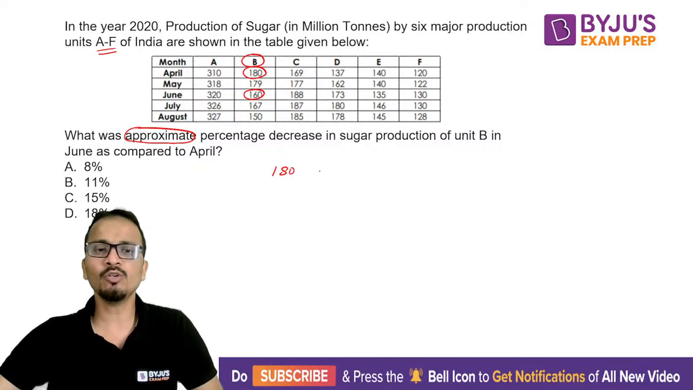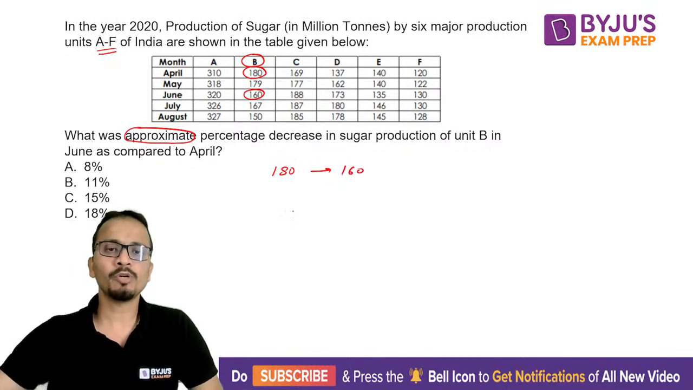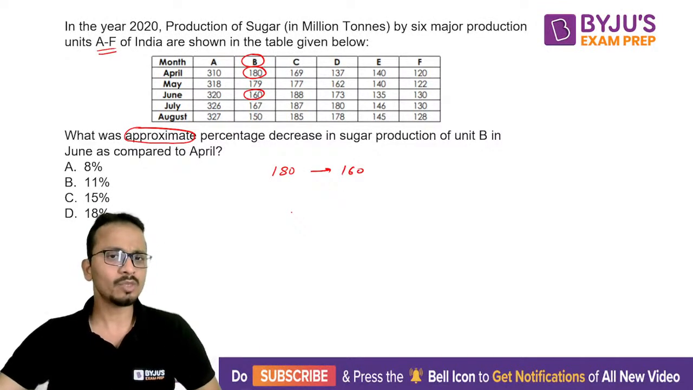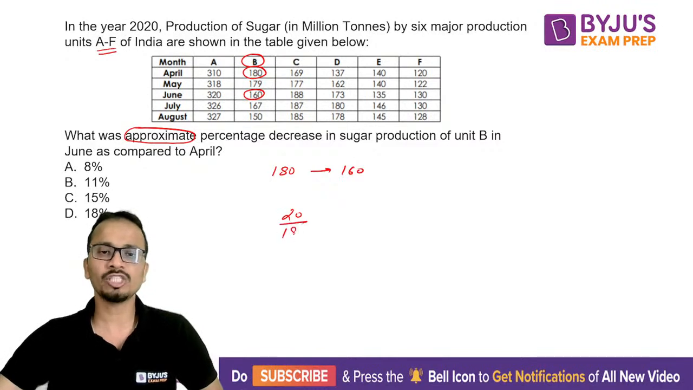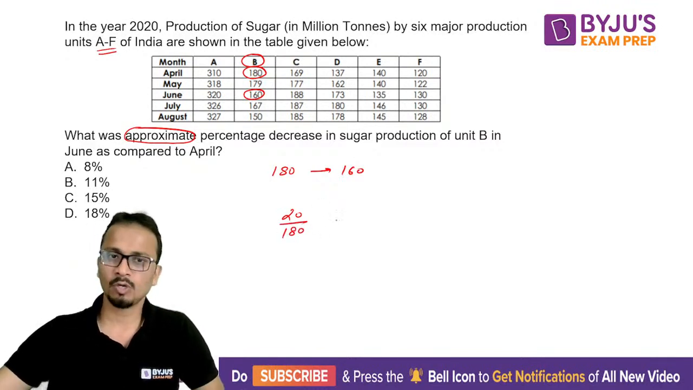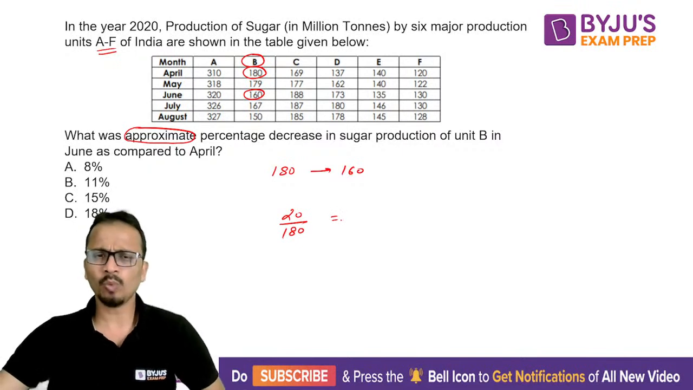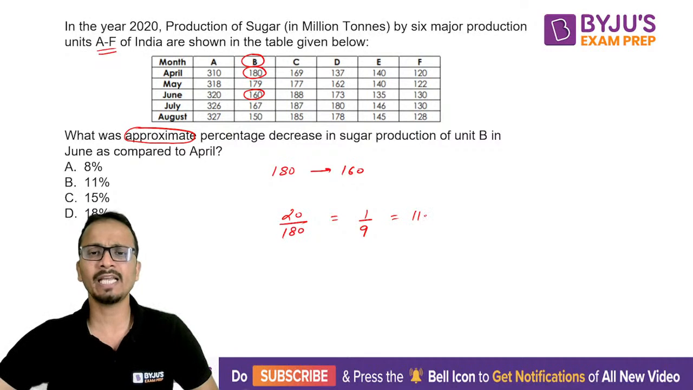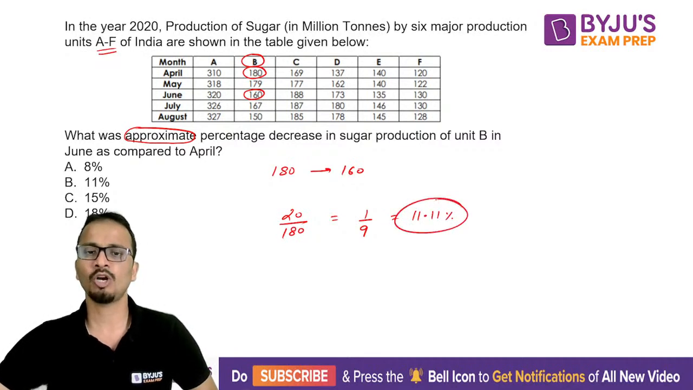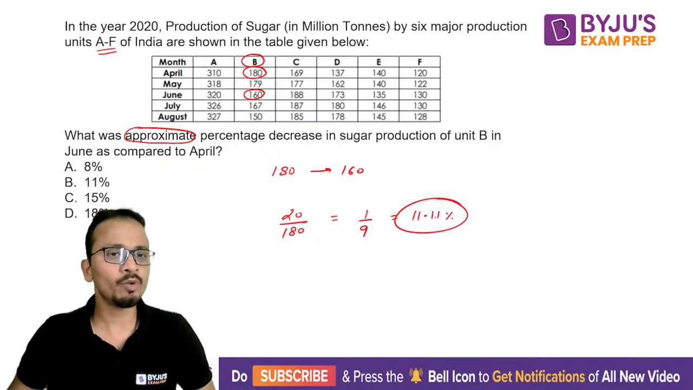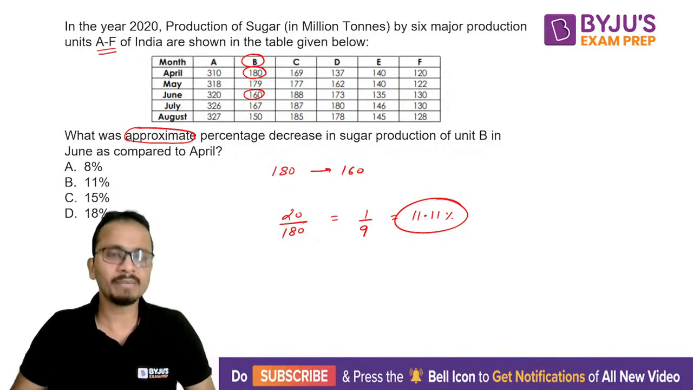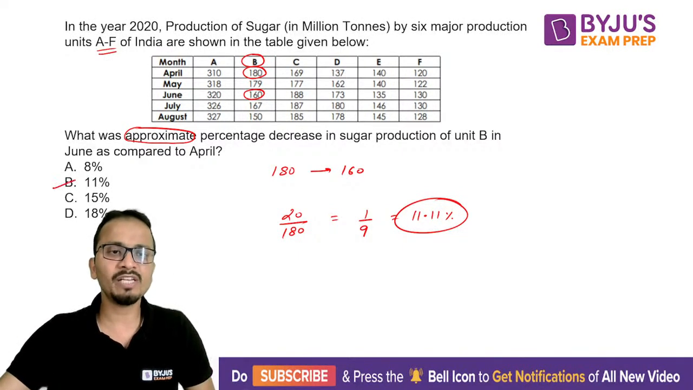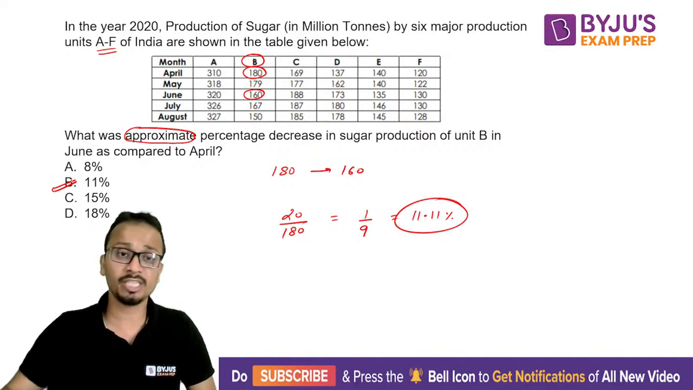So initial value, final value. Percentage decrease is the decrease, which is 20, upon original value, into 100. Okay, I don't write into 100. I'll just simplify this fraction. This will come out to be 1 by 9. And if we remember the percentage equivalent of 1 by 9, precisely it is 11.11 percentage. All right, so the exact answer should be 11.11 percentage. We are asked to find out the approximate answer, so we can safely mark option B, which is 11 percentage in this case.